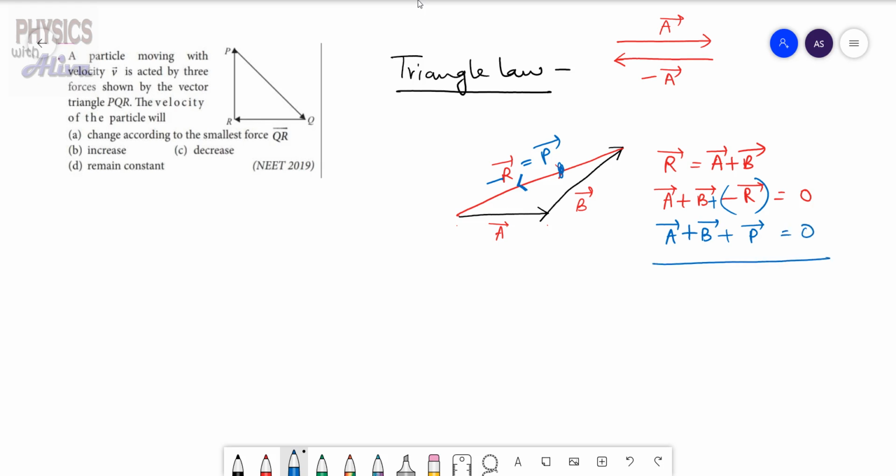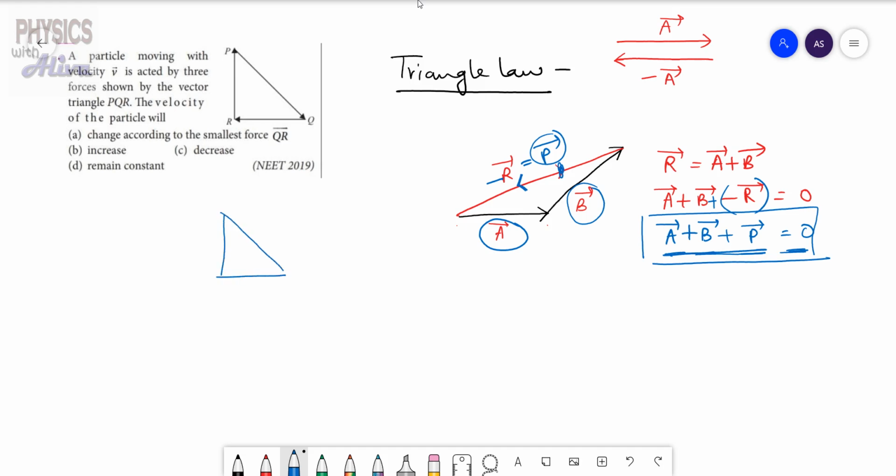Now from this equation we can say that the resultant of A, B and P vector equals 0. Now these three vectors are taken in the same order, anti-clockwise. Now see the picture which is given in the problem. These three vectors are also given in order: RP, PQ, QR. These three are in order.